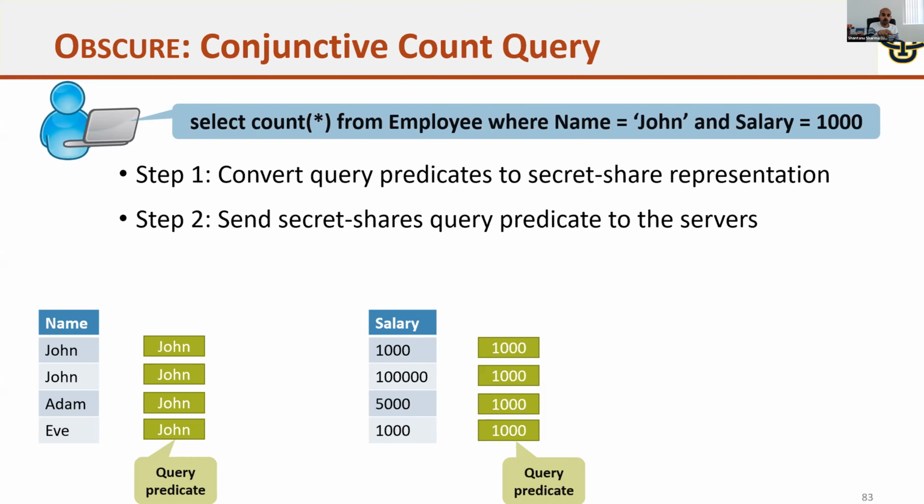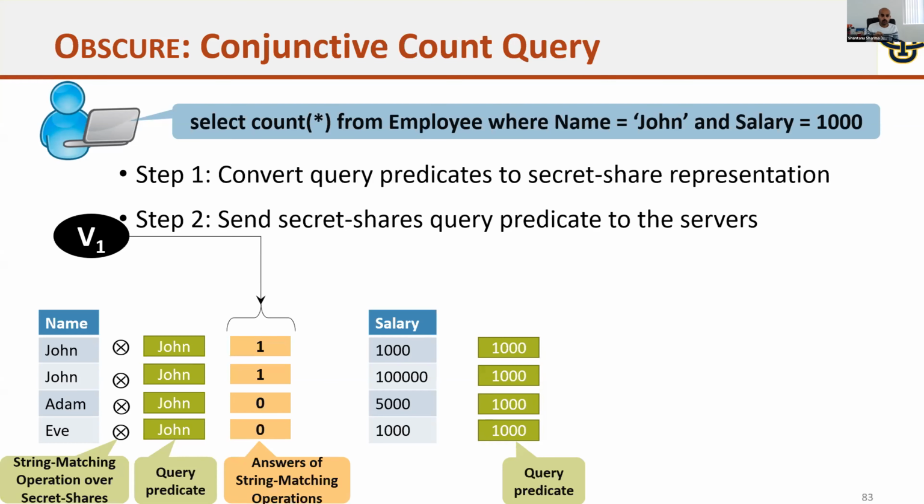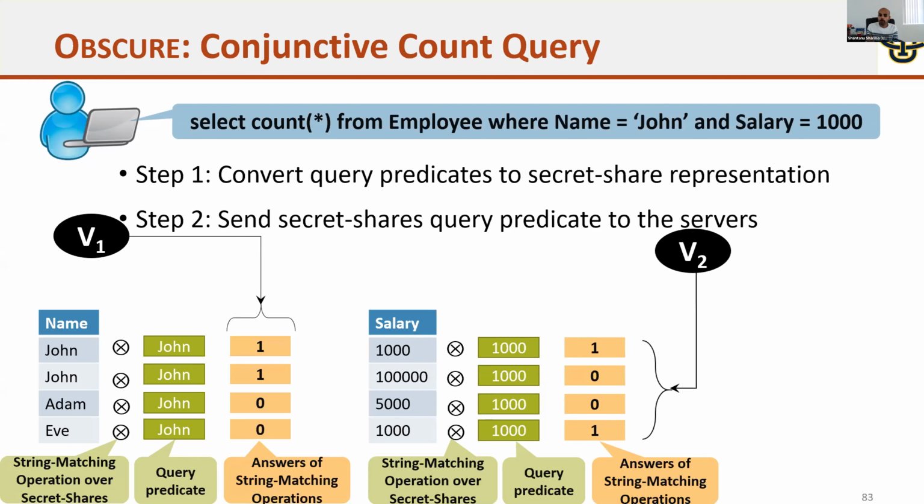So here is the name column at the cloud side and the salary column. The green box shows the query predicate by the user. I will perform the string matching operation. As the string matching operation executes, it will give me the values 1 and 0, as you saw in the previous slide. All these values are in secret share, so the adversary cannot know which value is 1 and which value is 0. The same operation I perform on the salary column. Based on this computation, I find the people named John with salary 1000.